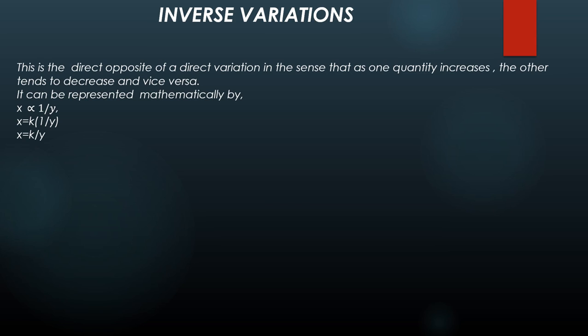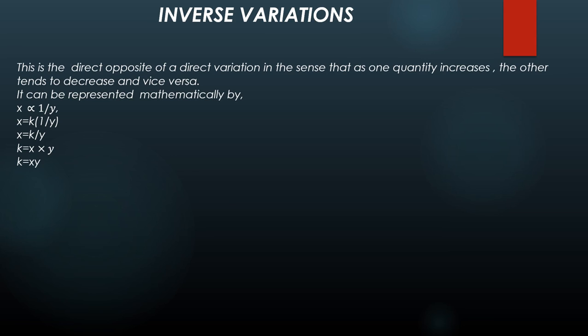So how do we now involve our k? Look at how it is now. We have x equals k into brackets 1 over y, and here we have it as x equals k over y. So this is our representation for an inverse variation. All inverse variations have this kind of approach. Unlike the direct variation, which was x equals ky, here we have it as x equals k over y.